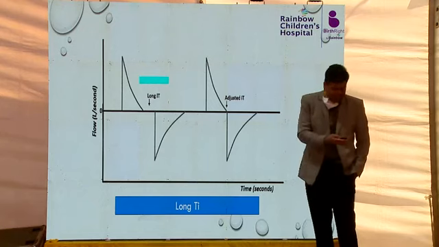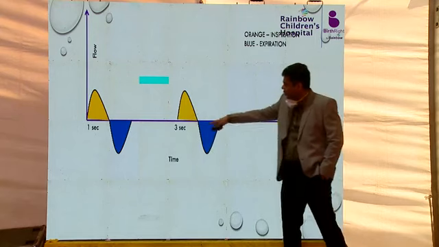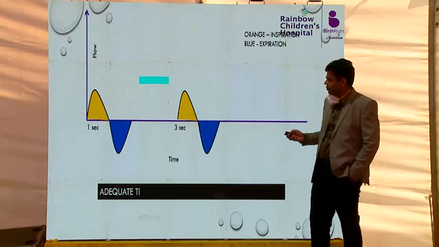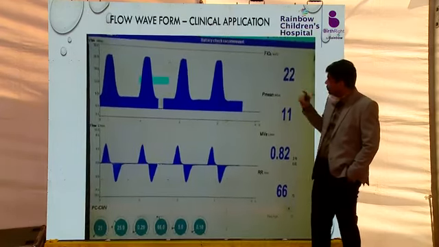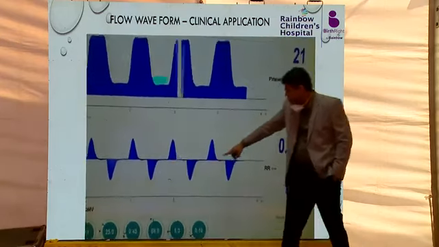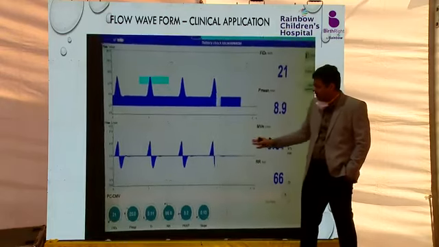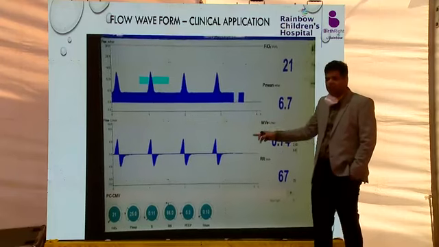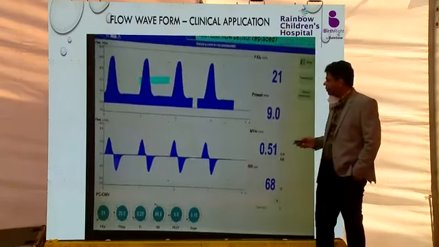Can you play the next slide, because it's not okay. So this is how your adequate TI should be, the inspiration, the expiration. In the flow waveform clinical application, you can see that when there is a margin between the inspiration and the expiration, then the TI is too long. And when you decrease the TI, you can see that there is no difference between the inspiration and the expiration. This is how it should be.